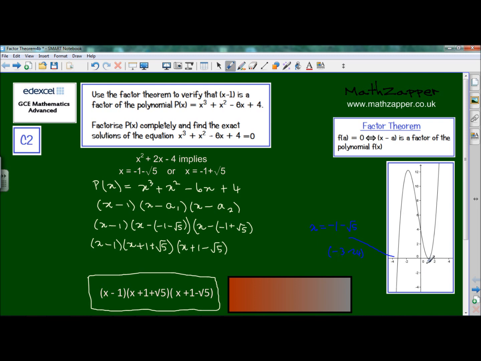Here you've got x equals 1, which is what we get here. So x equals 1 at that value, and at this value here, this curve just dips beneath the x-axis. So this other point here is x equals minus 1 plus root 5, which again, root 5 is about 2.24, so minus 1 plus 2.24 is around about 1.24.